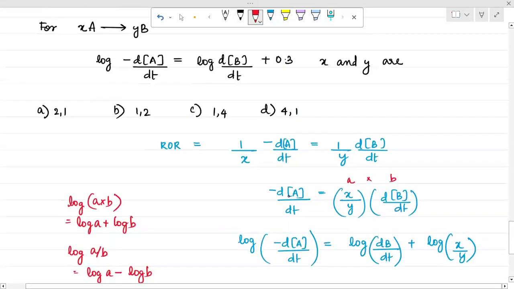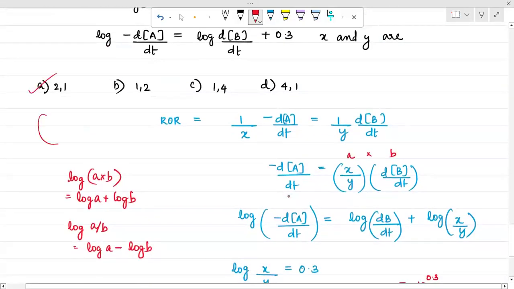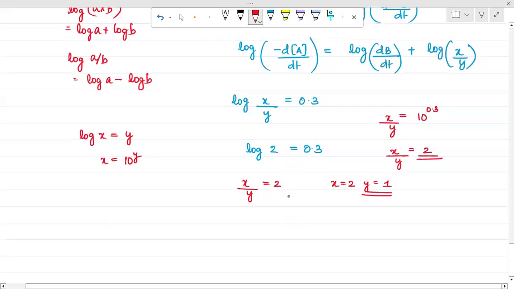Is there an option like that? Option A. X is equal to 2 and y is equal to 1. Very good question. A very good question.